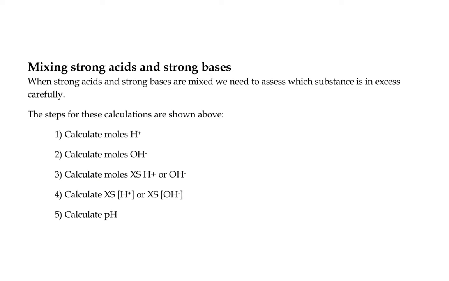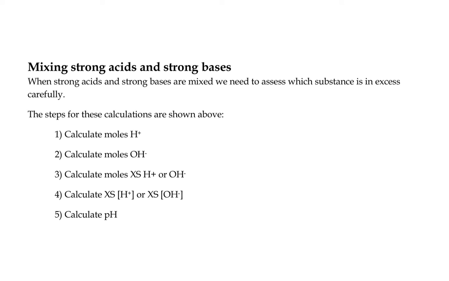So as promised, the first thing we need to think about is what happens when you mix a strong acid with a strong base. Now in this case, you've got to think about what is in excess, what is your limiting reagent, and then you've got to use whatever you've got in excess of to figure out how you're going to find the final pH if that's what you're aiming for.